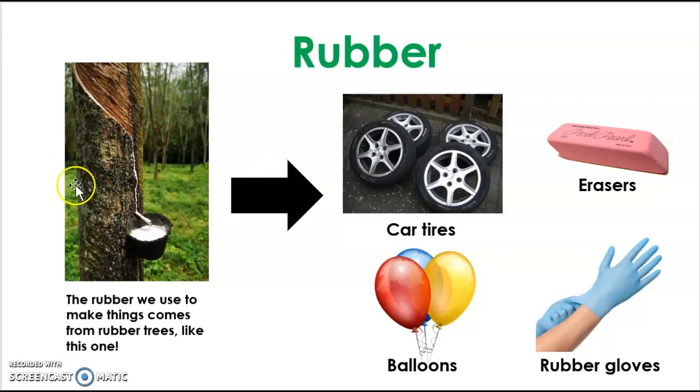So once we take the latex from the rubber trees, we can turn it into all of these things that we use and our family uses. We can use that as car tires, our erasers that we use at school, balloons at a party, and rubber gloves. We are using rubber all the time. And they come from our plants and our trees.